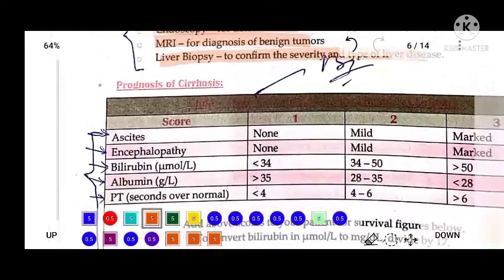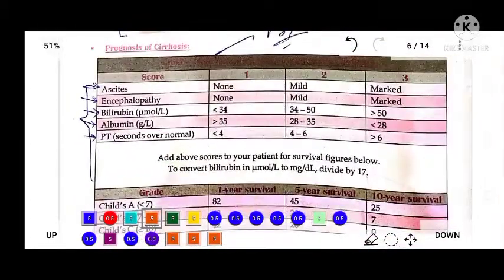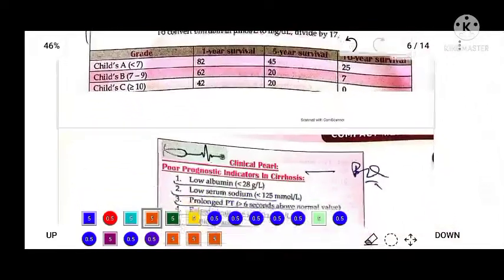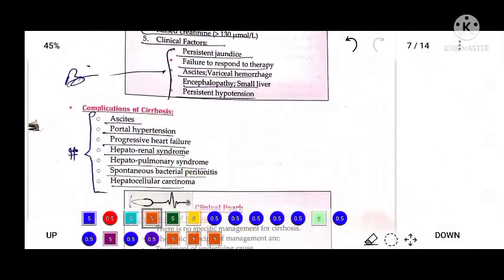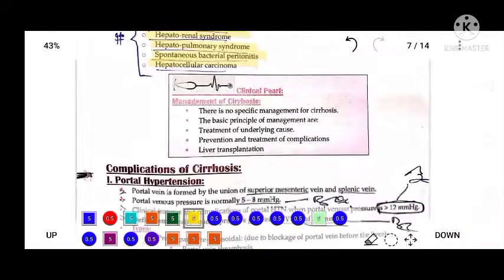Now, the prognosis of cirrhosis is based on three grades, which we will not look at because this is a short review. So we will only look at the most important complications and features of this disease. Complications of cirrhosis are ascites, portal hypertension, progressive heart disease, heart failure, hepatorenal syndrome, hepatopulmonary syndrome, spontaneous bacterial peritonitis, and hepatocellular carcinoma. These are complications.